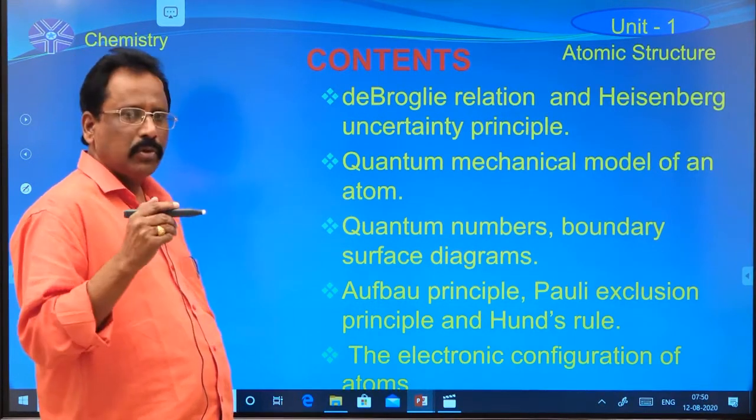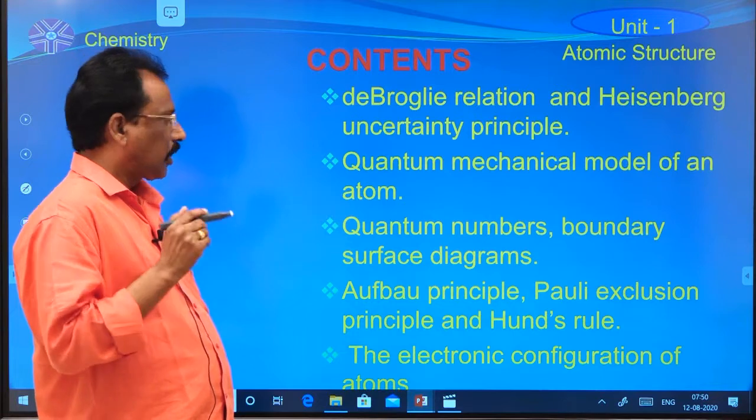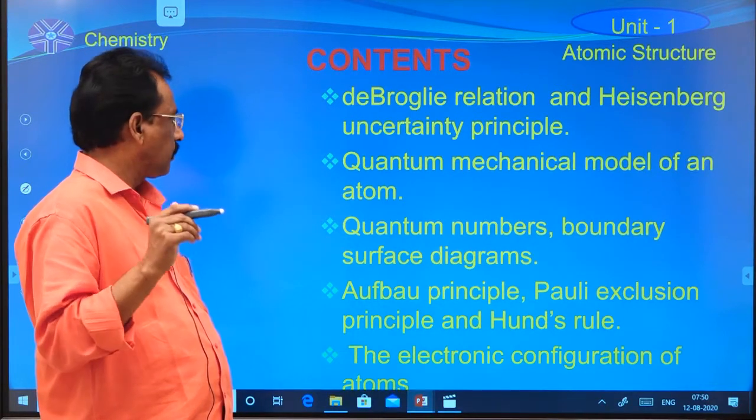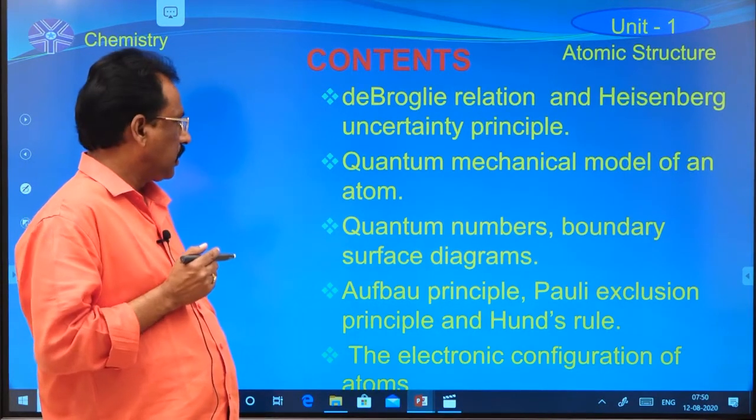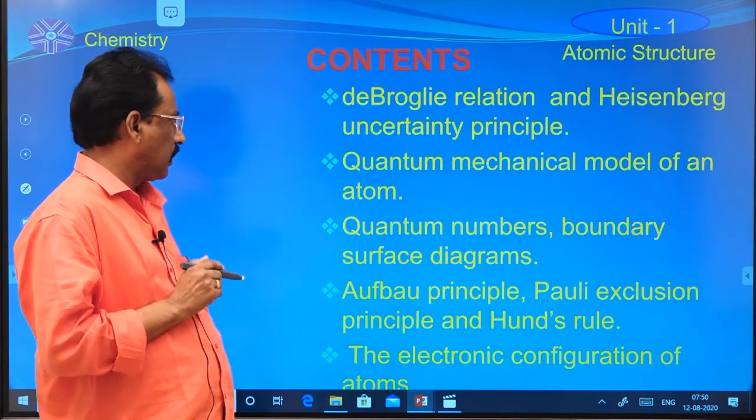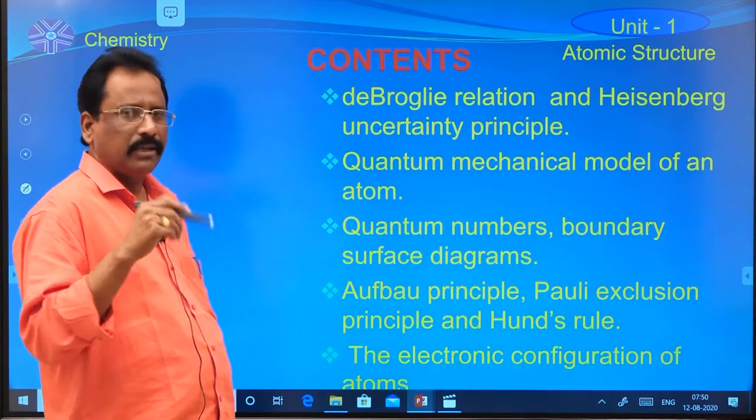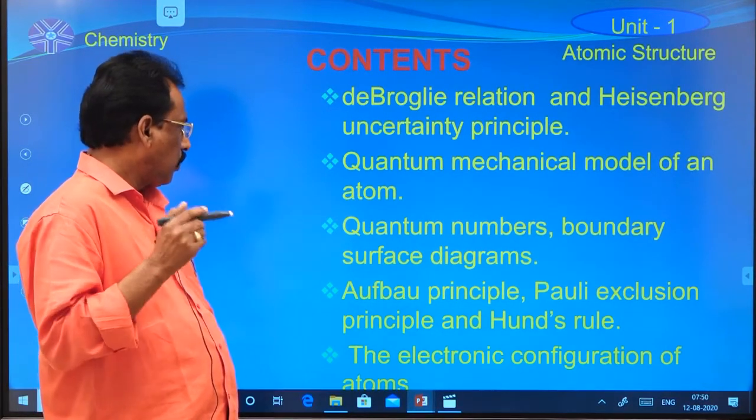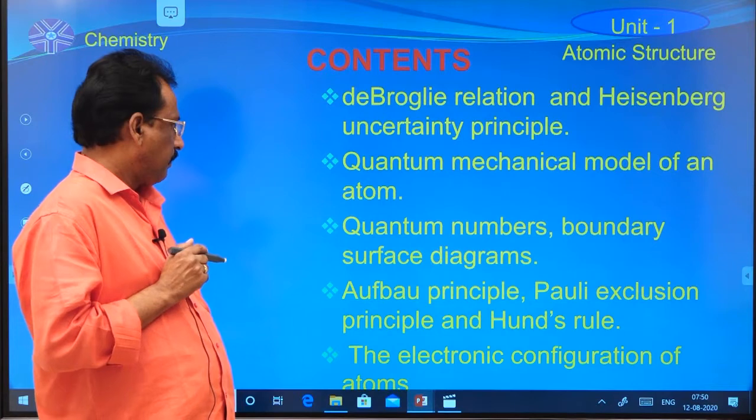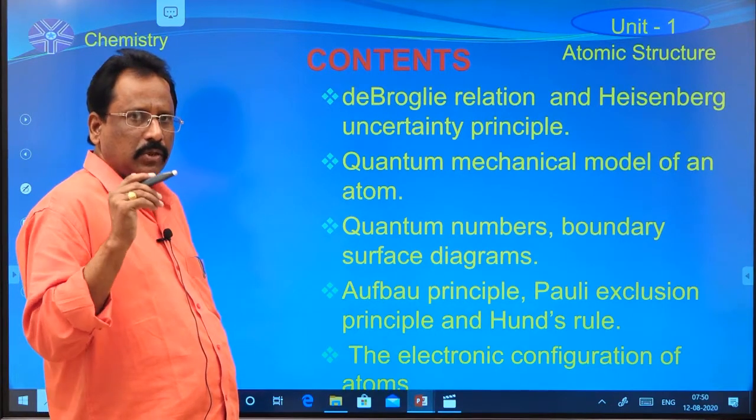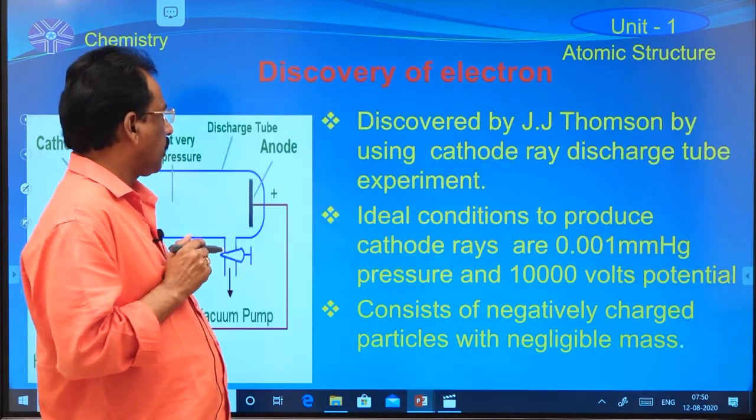After that, de Broglie's wave nature of the electron and Heisenberg's uncertainty principle, and what is the quantum mechanical model of the atom, how this quantum mechanical model is used to determine the quantum number values of an electron, and what is Schrodinger's wave equation to determine the shapes of the orbitals, and how the Aufbau principle, Pauli's principle, and Hund's rule of maximum multiplicity are useful to write the electronic configuration of the elements in the periodic table.